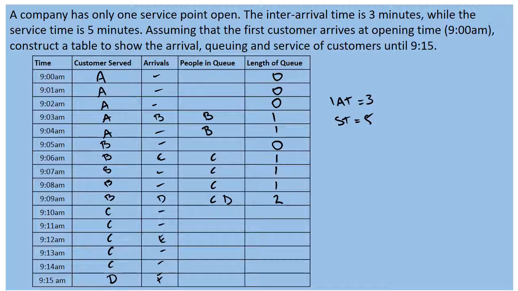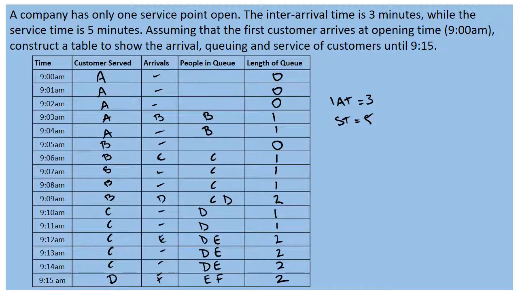Okay, at 9:10, customer C is being served. So the people in the queue is D, and at 9:11 it is D. At 9:12, it's going to be D and E. At 9:13, E turned up, yep. So we have D and E. And then 9:14, D and E. At 9:15, E and F, customer F just turned up. So we just count through. So we have one person there, 2 people there, 2, 2, 2.